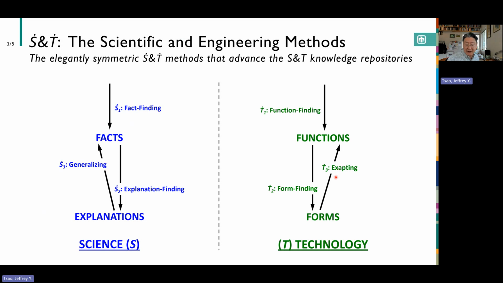This we call exapting, a word borrowed from evolutionary biology, in which biological forms like dinosaur feathers for thermal regulation are co-opted for other functions like flight.